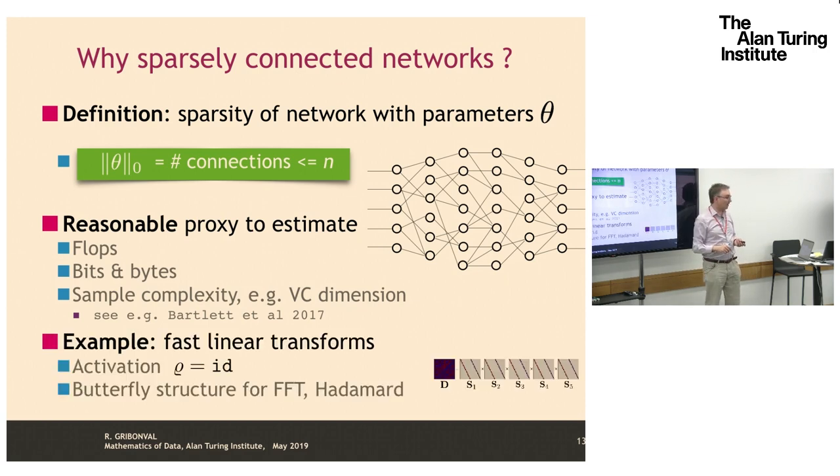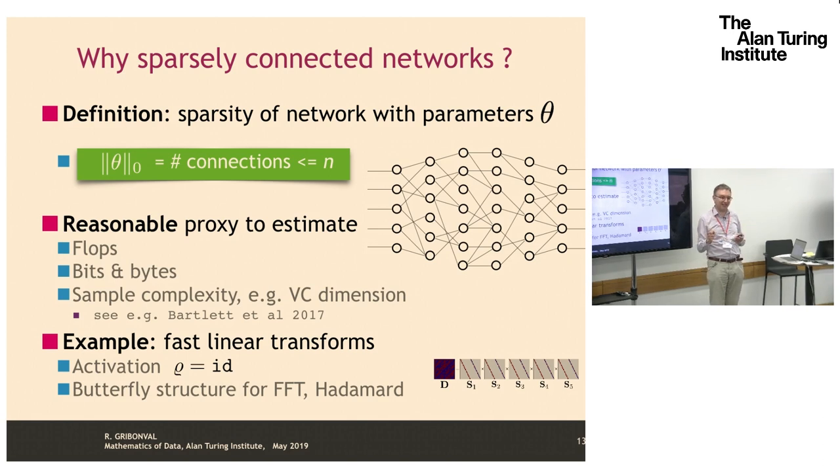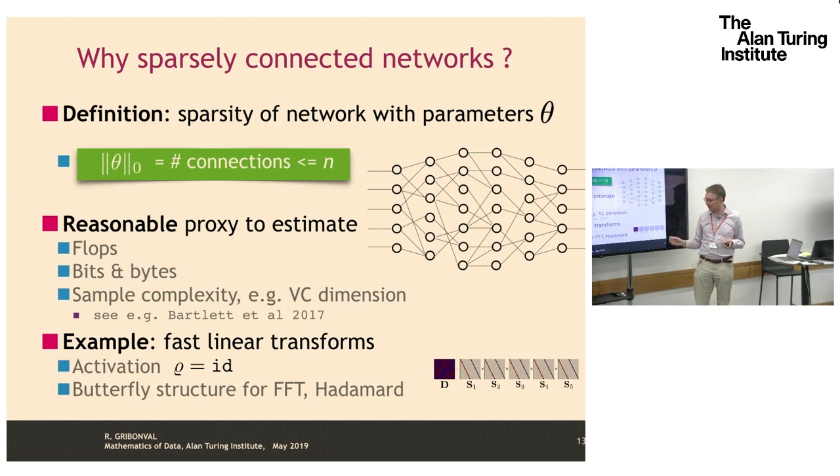An example is in classical digital signal processing. We are familiar with fast transforms, fast linear transforms. And fast linear transforms can be implemented as sparsely connected networks with the simple twist that you use the identity as a nonlinearity. So no nonlinearity anywhere.